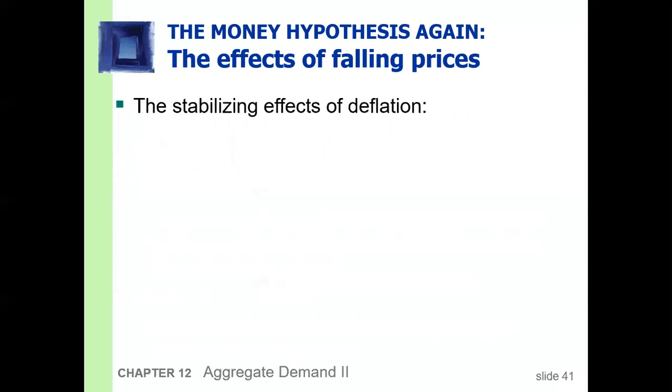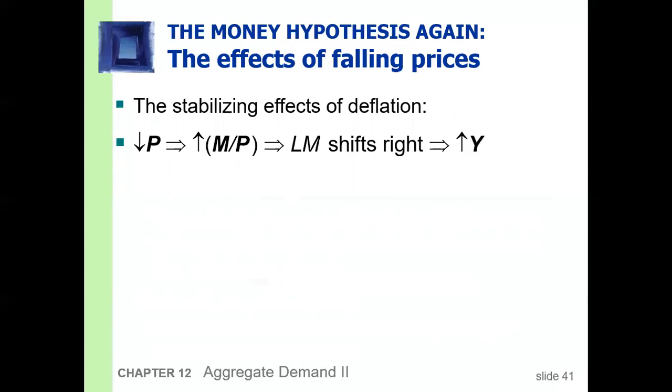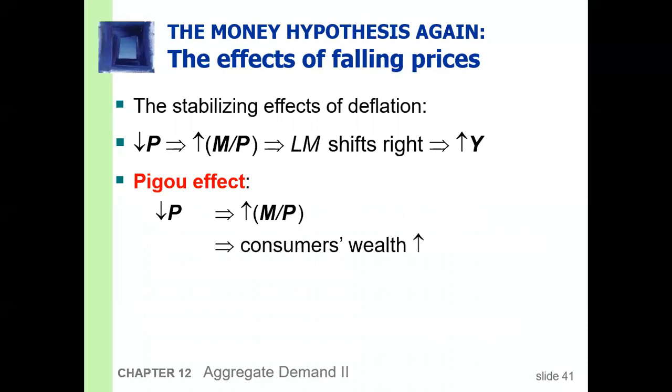The stabilizing effects of deflation: when prices decrease, real money balances increase. This shifts the LM curve to the right and increases output. The Pigou effect: when prices decrease, money balances increase, consumers' wealth increases, consumption also increases, and the IS curve shifts to the right, and income will increase.